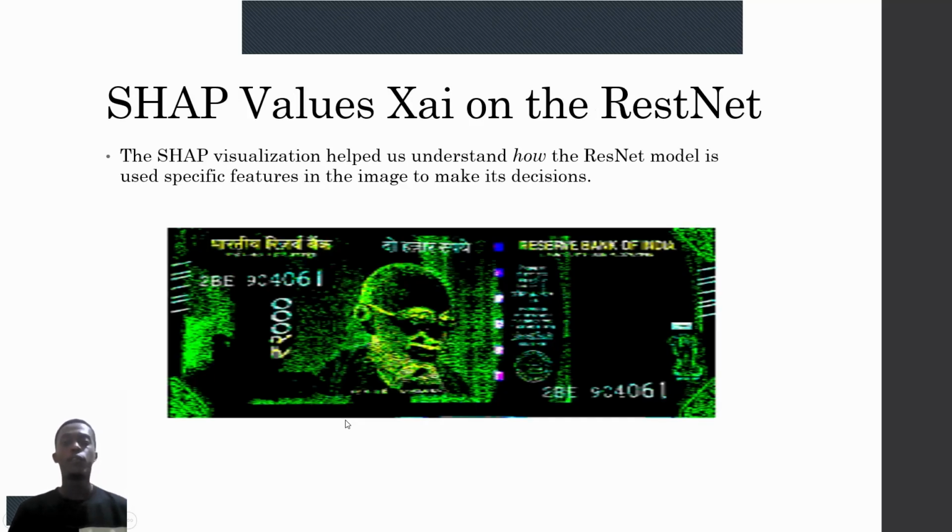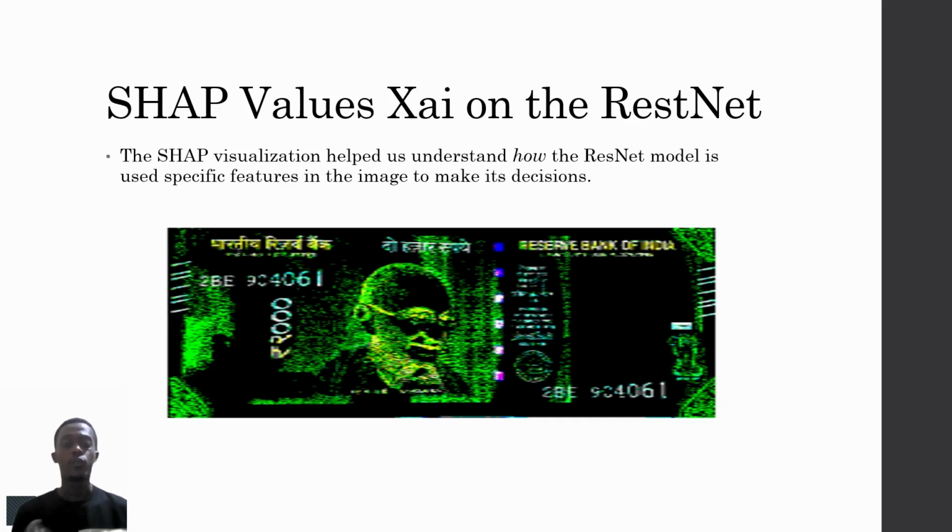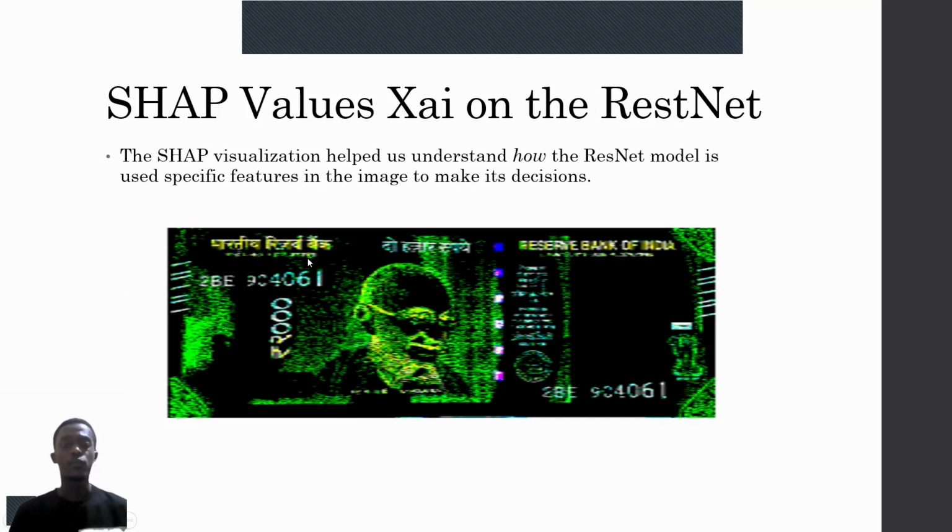So for the ResNet, the SHAP values simply help us understand how the ResNet model used these specific features to come up with its prediction. So the features that were in red and yellow were those that were given more attention, where you could see Mahatma Gandhi's head, then also the digital stampings in India on the top left, then also the Reserve Bank. Those that were in green were given less attention towards how this ResNet model was classifying data, hence its poor accuracy.